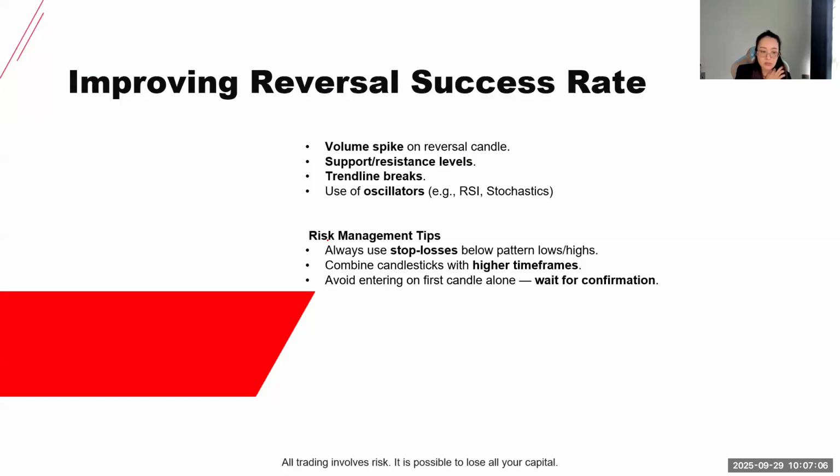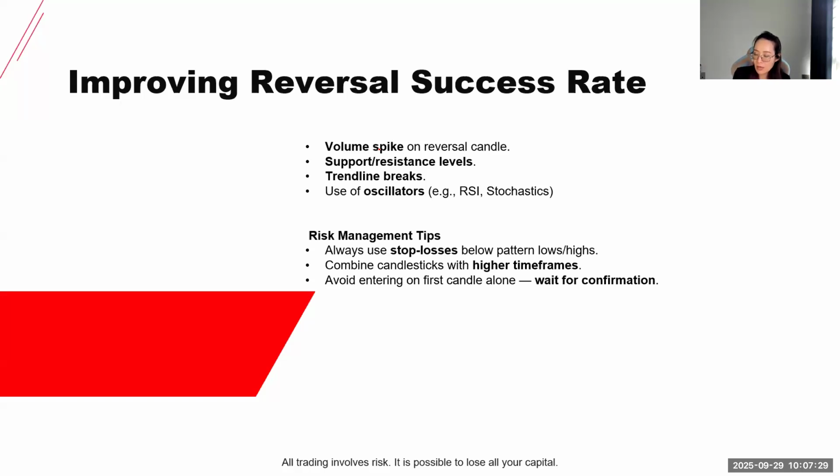Okay, now this is going to be my last slide. I think improving the reversal success rate. So you can use the volume spike on the reversal candle and you can combine with support and resistance level, and you can use the Fibonacci level. If the Fibonacci level lines up or is close with your support and resistance, that's going to be the strong zone.